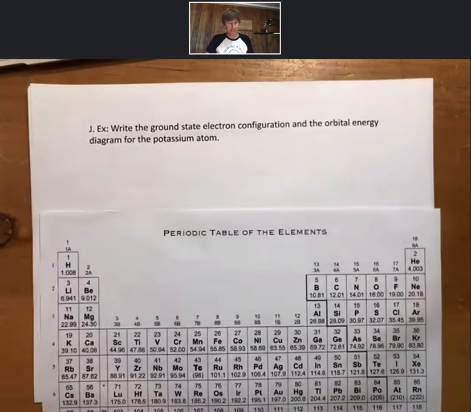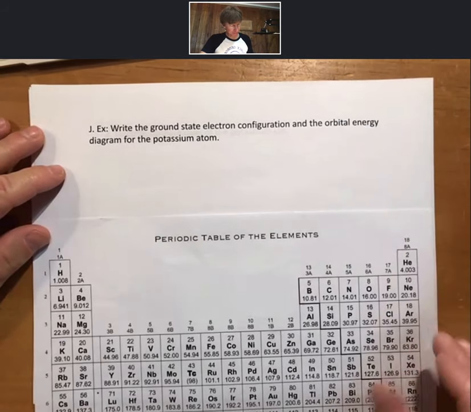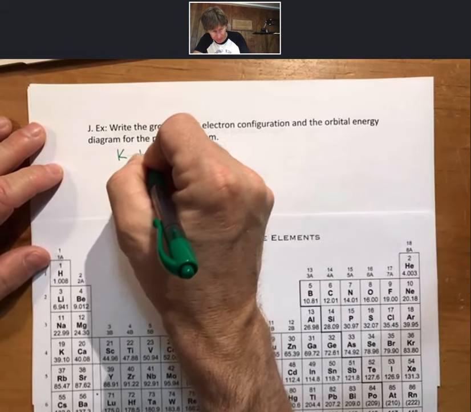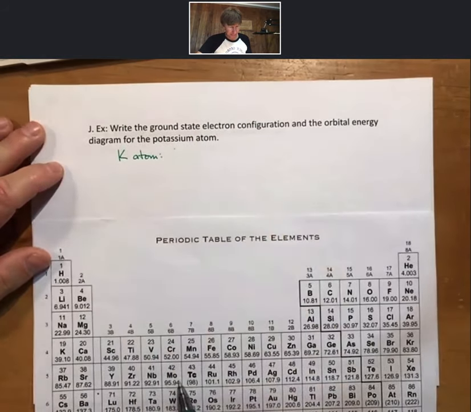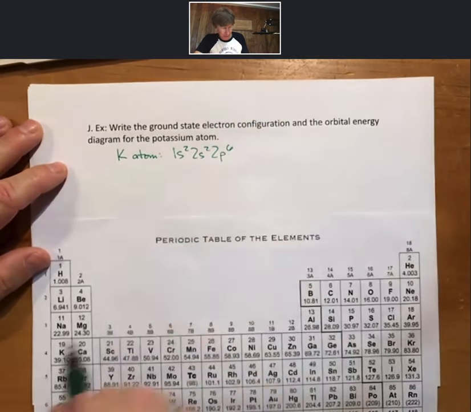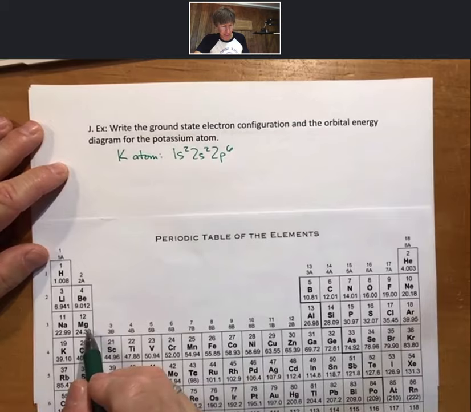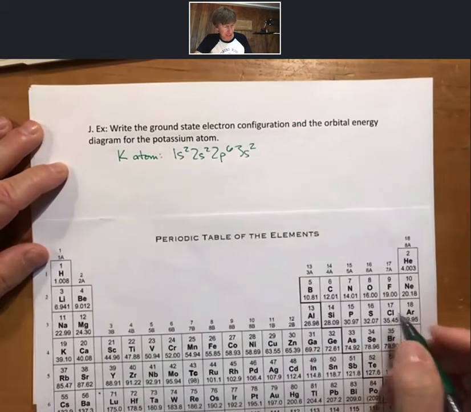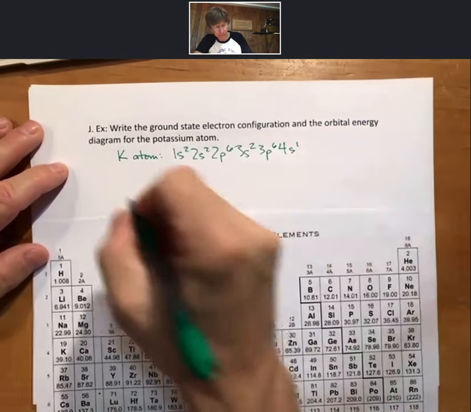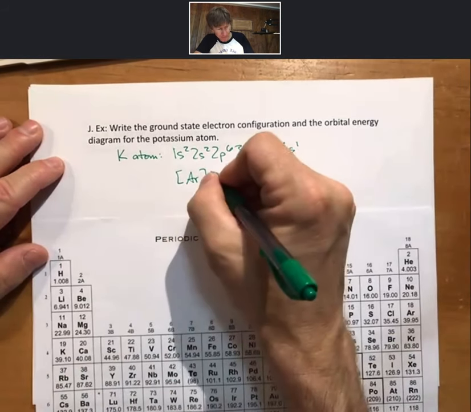Now let's do something similar for potassium, and this time we'll do the electron configuration and the orbital energy diagram for the potassium atom. Potassium is element 19, so that's 19 electrons. Let's do the whole thing: 1s2, 2s2, 2p6, 3s2, 3p6, 4s1. Or alternatively, with a noble gas core, argon, 4s1.